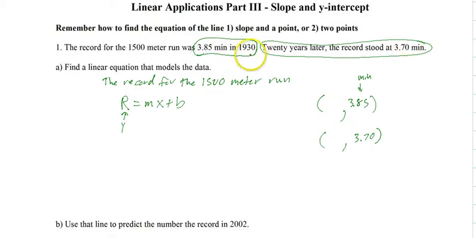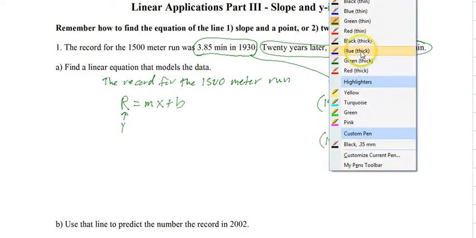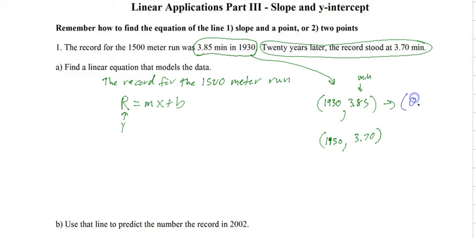So we have to turn these into points. I want to go here. Since we know that it's 3.85, then we have to put a value here. So we could put 1930 if we want. And then it says 20 years later. So we'd put 1950. Now here's the option. We can use 1930 and 1950. Or we can do this. We can use 0 and 3.85. And then we would use the 20 and 3.70. Either one is going to work, but I like this better because they're smaller numbers.